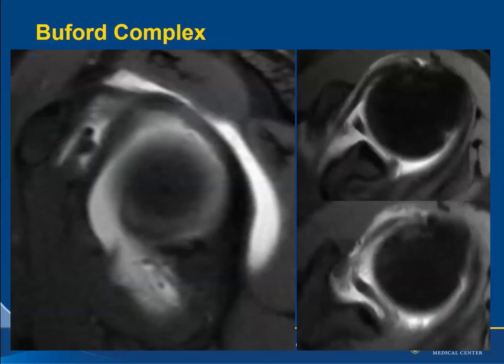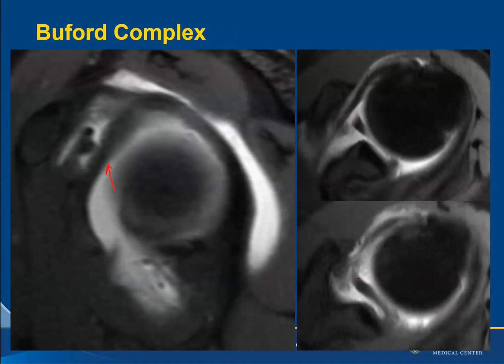Another type of pathology that's unique to the anterosuperior quadrant is this idea of a Buford complex. The Buford complex is a combination of findings including a thickened or cord-like middle glenohumeral ligament, which continues in contiguity with the superior labrum, and you have an absent anterosuperior labrum.